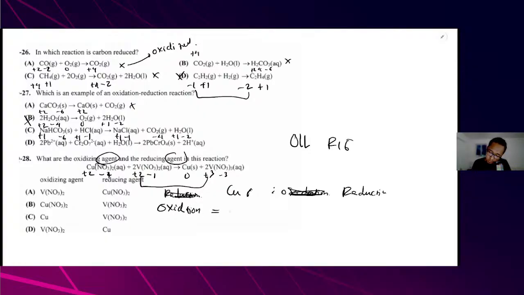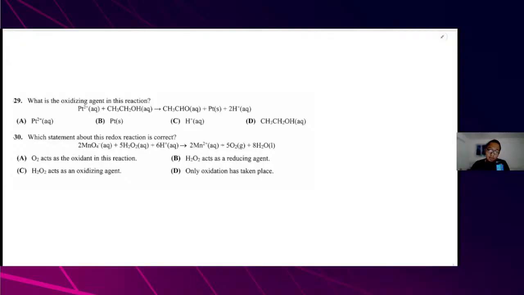So vanadium will be the oxidation agent, reduction agent, and then Cu is no. It should be, yeah, reduction agent, and then Cu will be the oxidation agent. V will be the reduction agent. This one. And then Cu will be the oxidation agent. Yeah, should be D, 28. Okay, guys, we want to do the last part.